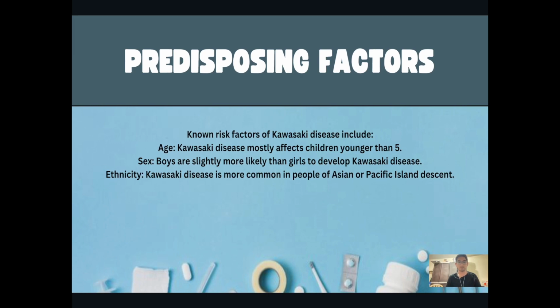So for our predisposing factors, firstly, age. Kawasaki disease mostly affects children younger than 5 years old. Sex. Boys are slightly more likely to develop Kawasaki disease than girls. And ethnicity. Kawasaki disease is more common in people of Asian or Pacific Island descent.